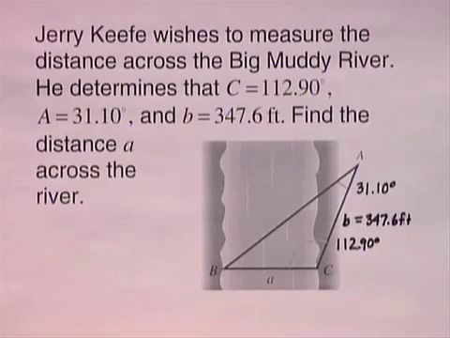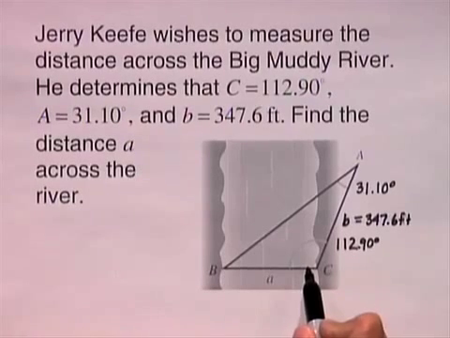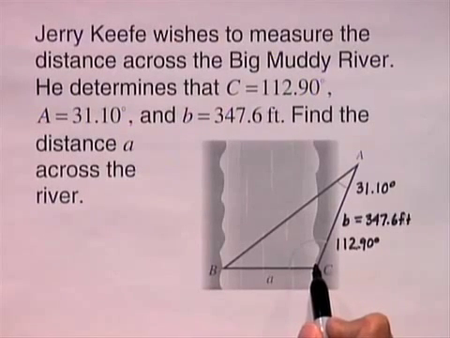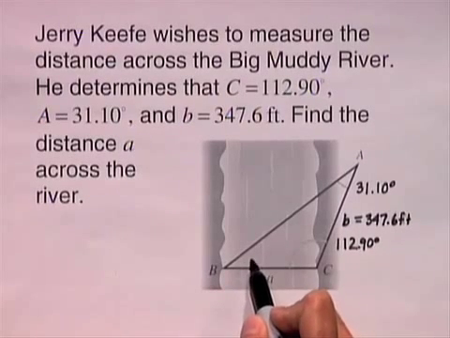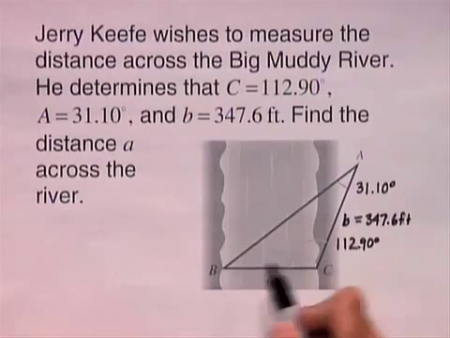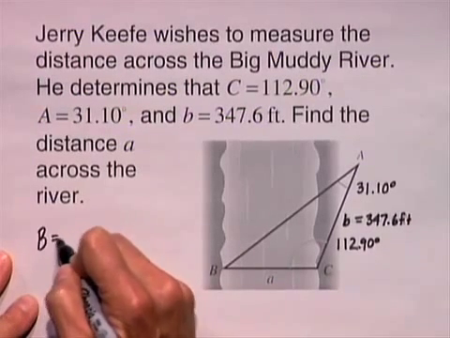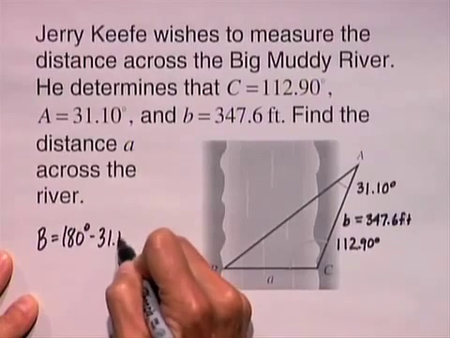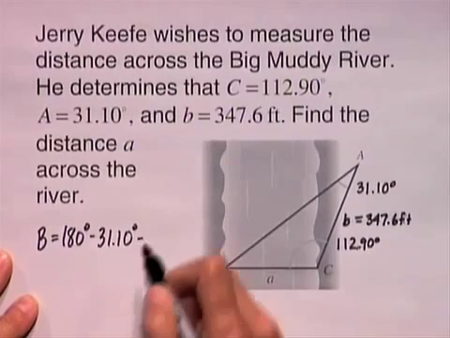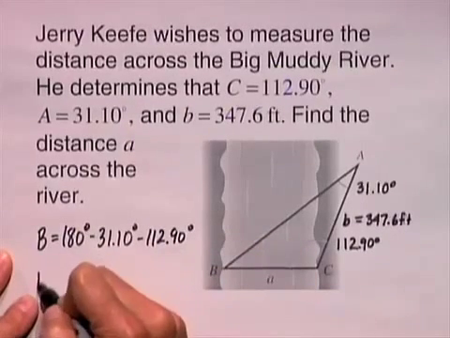We want to find the distance a, which is labeled here, across the river. Well, in order to find the distance a and to use the law of sines, I have side b. I'm going to need angle B. Remember that the three angles in a triangle have to add up to 180. To get angle B, I can take 180 degrees, subtract 31.10 degrees, and subtract 112.90 degrees to find angle B.